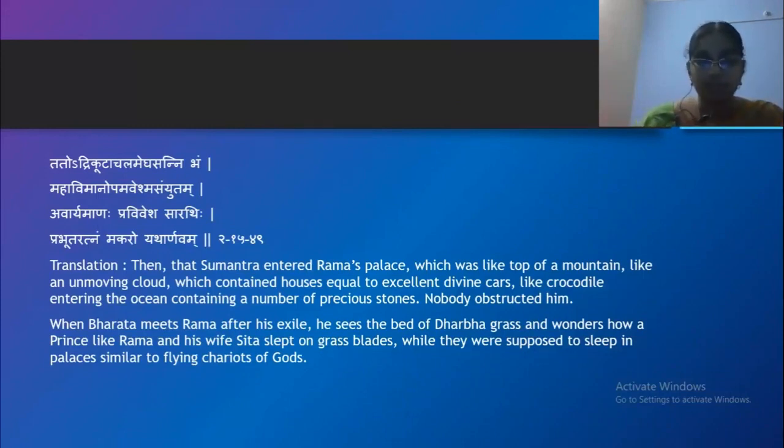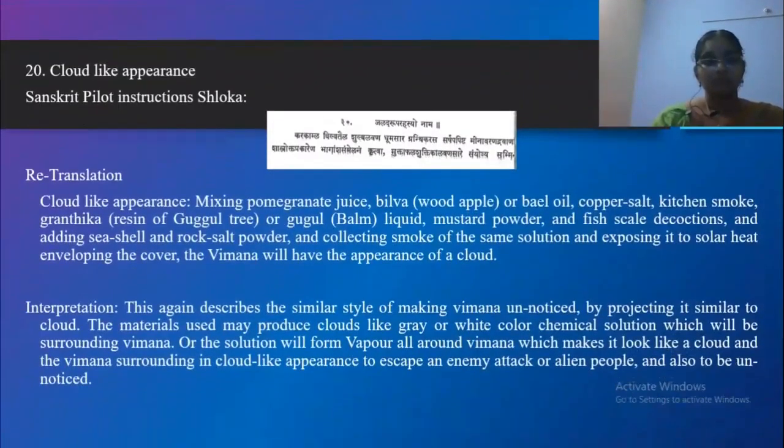And then when Bharata meets Rama after his exile, he sees the bed of darbha grass, and wonders how a prince like Rama and his wife Sita slept on grass blades while they were supposed to sleep in palaces similar to the flying chariots of gods. So they have mentioned cloud, right?